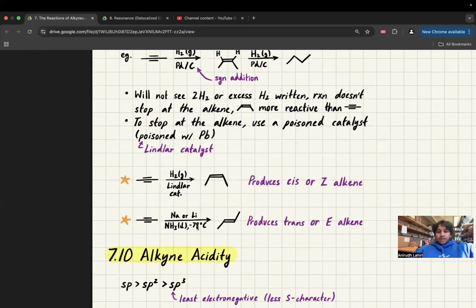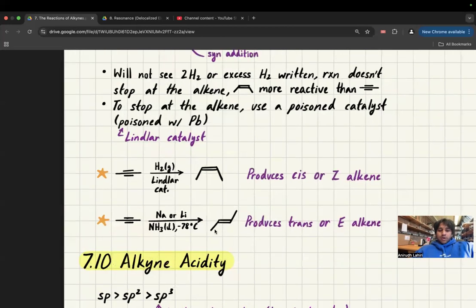Na, Li, NH3, minus 78 degrees Celsius. Whenever you see minus 78 degrees Celsius, it's kind of a clue that you're stopping one step away from what could happen, right? A triple bond could go to a single bond, but since I'm saying minus 78, I'm saying this is a mild condition. So I'm only stopping at the double bond. And this produces the trans or E alkene. So these lines are on opposite sides because I add an H here and I add an H here. In the previous case, I add the H's on both sides.